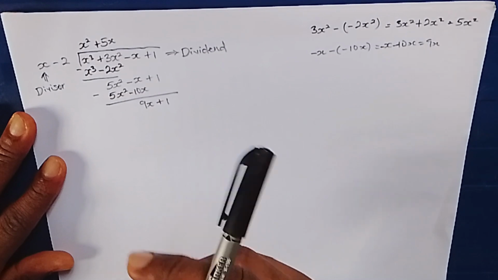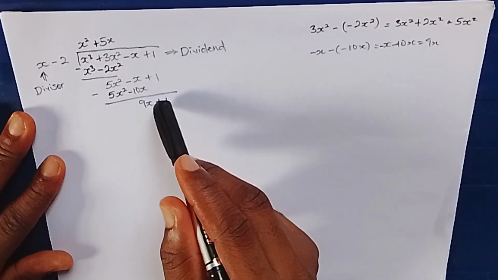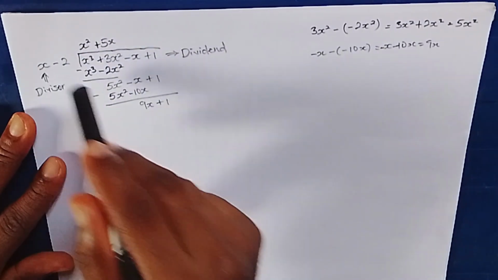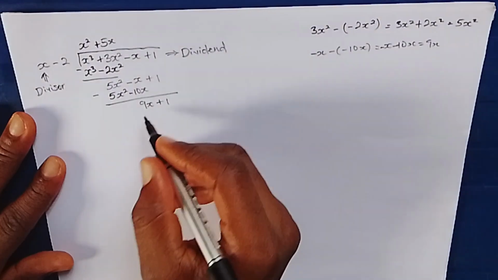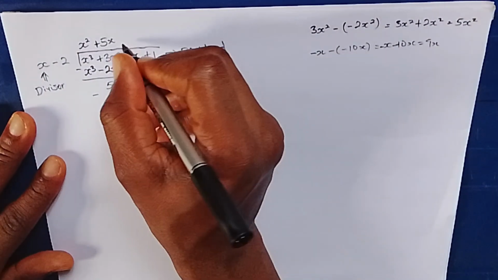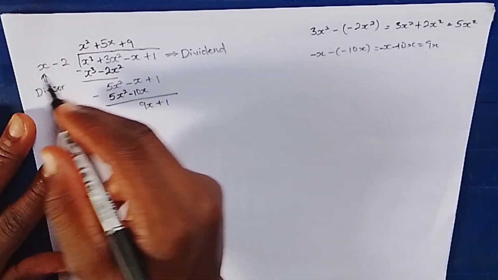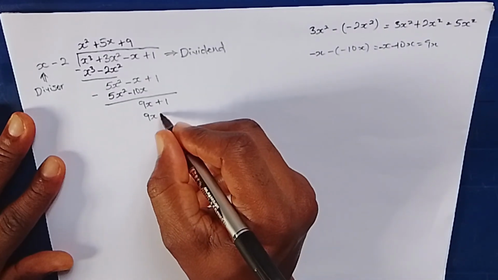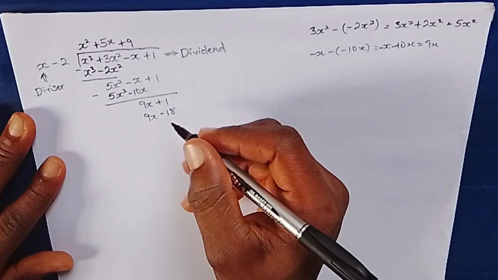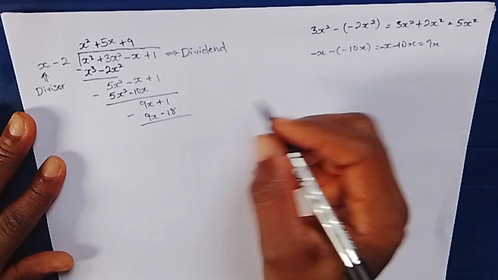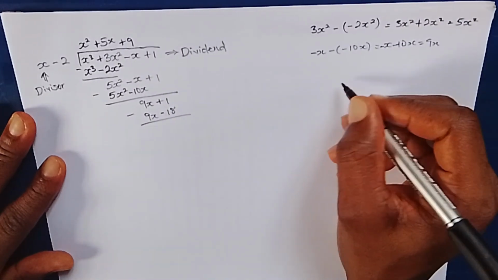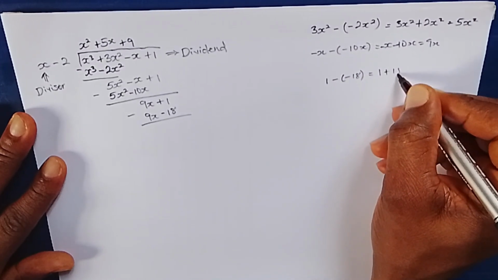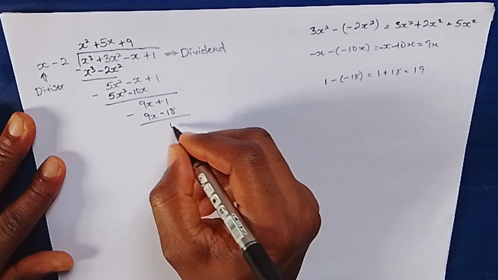Now, this polynomial is of degree 1, and this is still a polynomial of degree 1, so this guy can still divide this guy. So we'll go one last time. 9x divided by x is equal to 9, so you have plus 9. So 9 times this gives you 9x. 9 times minus 2, you have minus 18. So you subtract: 9x minus 9x is 0, but then you have 1 minus 18, which equals 1 plus 18, which equals 19. So we have here 19.